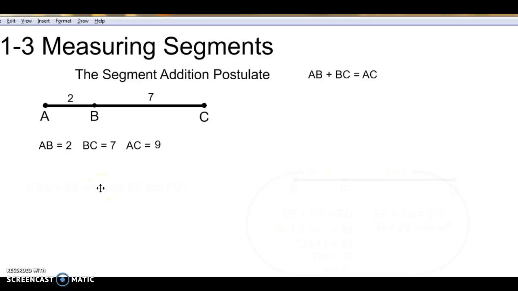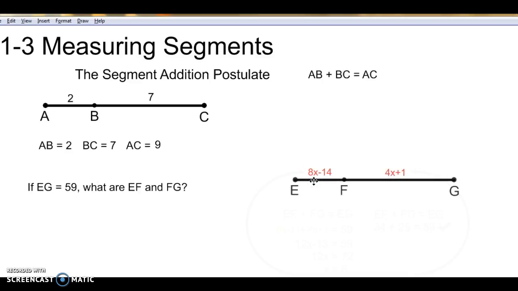Let's apply these little guys with algebraic expressions instead of simple numbers. Notice that EG is made up of segments EF and FG. So I've altered the original formula from the segment addition postulate using these points. I have substituted in the expressions from above. I'm going to add them together and set them equal to 59, which was my EG from the directions.